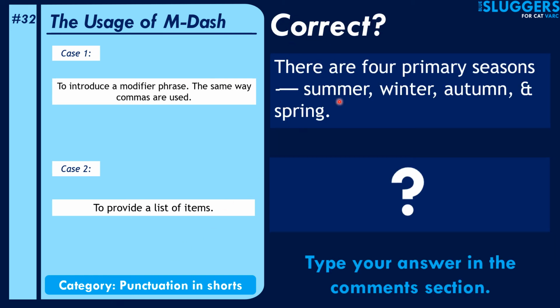Try this as an example: there are four primary seasons, M dash, summer, winter, autumn, and spring. Do you think the sentence is correct? If not, let me know why you think it's not correct, or at least put the rectified version according to you of this particular sentence in the comment section.